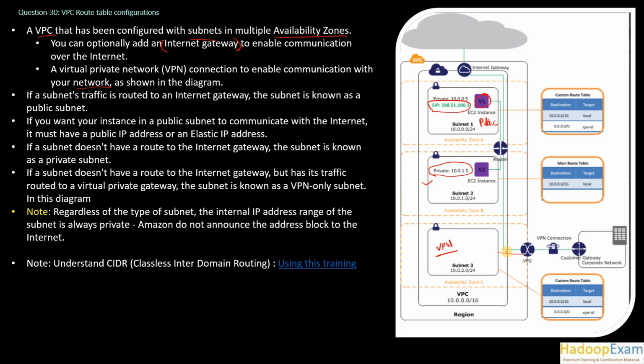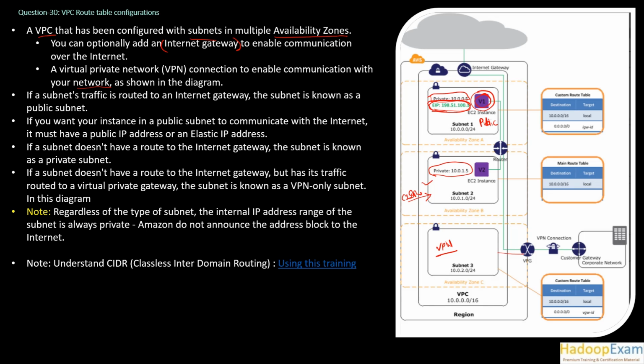Regardless of the type of subnet, whether it's a public subnet, a private subnet or a VPN subnet, all internal IP addresses, whatever CIDR block you have defined at the subnet level, can talk to each other locally. The IP address range of the subnet is always private. Amazon does not announce your address block to the internet. So when somebody is communicating with this V1 instance, the private IP address of this instance is not known to the outside world. Only the elastic IP address would be known to the outside world, correct?